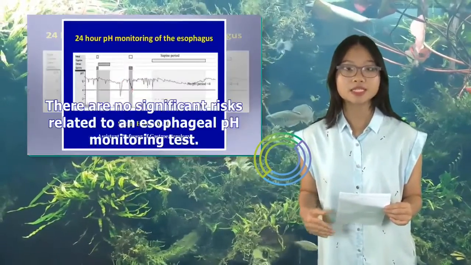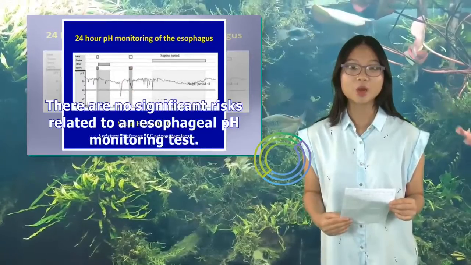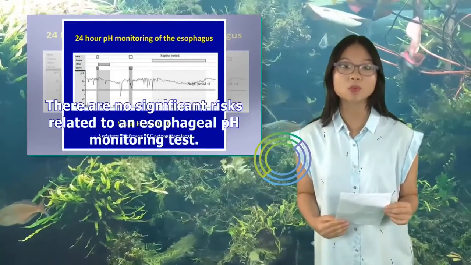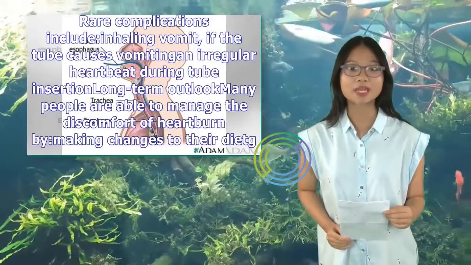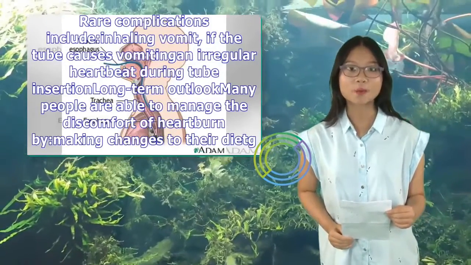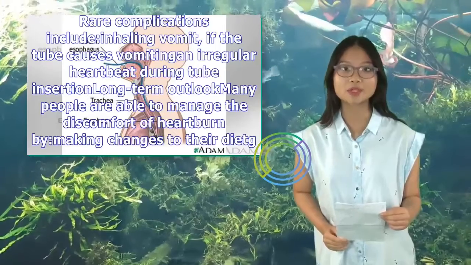What are the risks of the test? There are no significant risks related to an esophageal pH monitoring test. Rare complications include inhaling vomit if the tube causes vomiting, and irregular heartbeat during tube insertion.